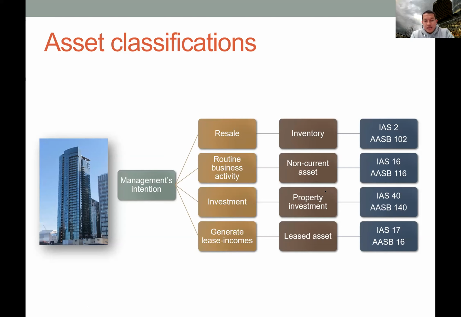If they intend to use this building as their own office, for their daily business operation, then they have to record this building as a non-current asset. If they intend to use this building as an investment, to generate some income or profit from it, they have to record it as property investment. And if they decide to lease out this building to generate lease income, they have to record this as a lease asset.